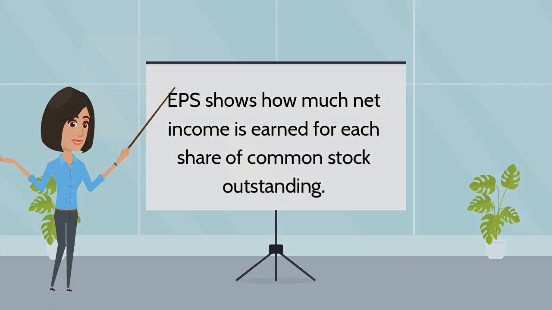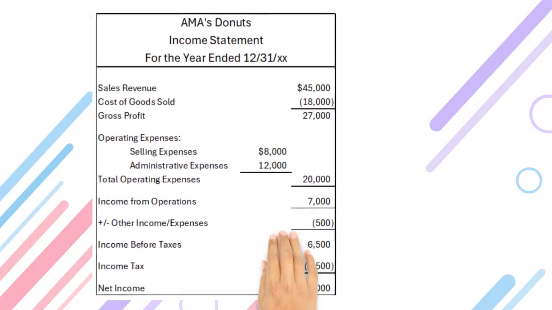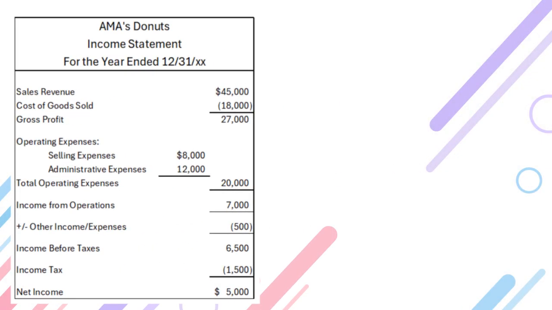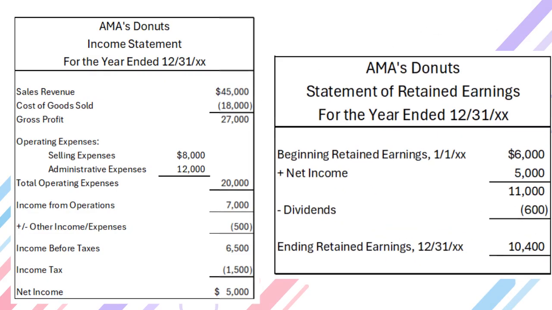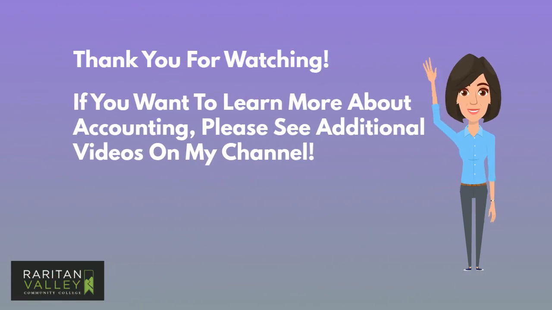Great, we're done with the income statement, but where do we go from here? The net income from the income statement is used to prepare the next required financial statement, which is the statement of retained earnings. This is why we have to start with the income statement because we need that number to move forward. That wraps up the income statement.